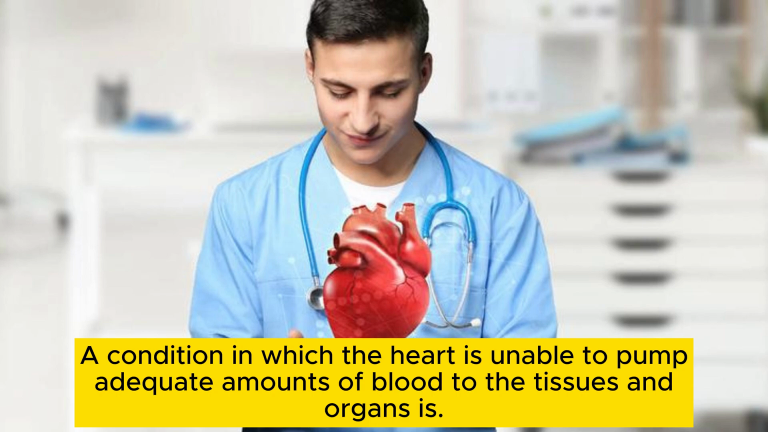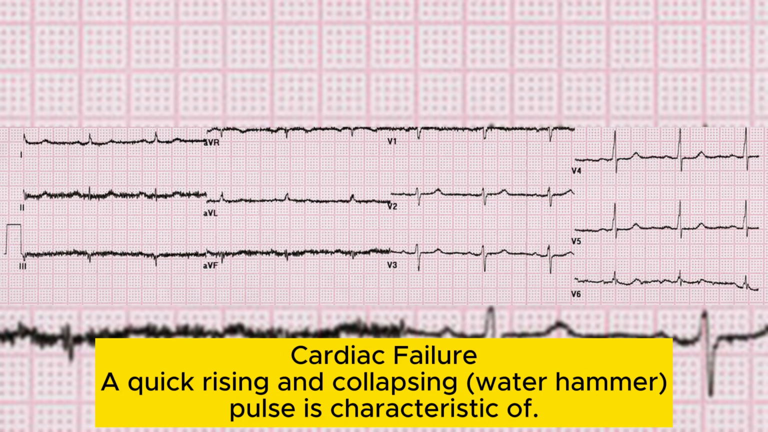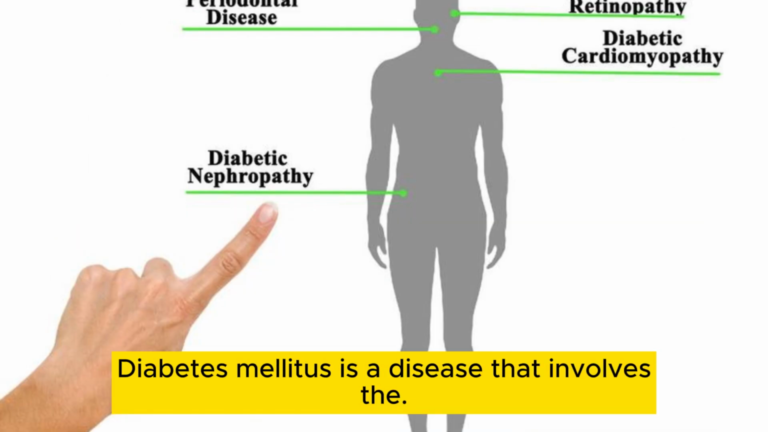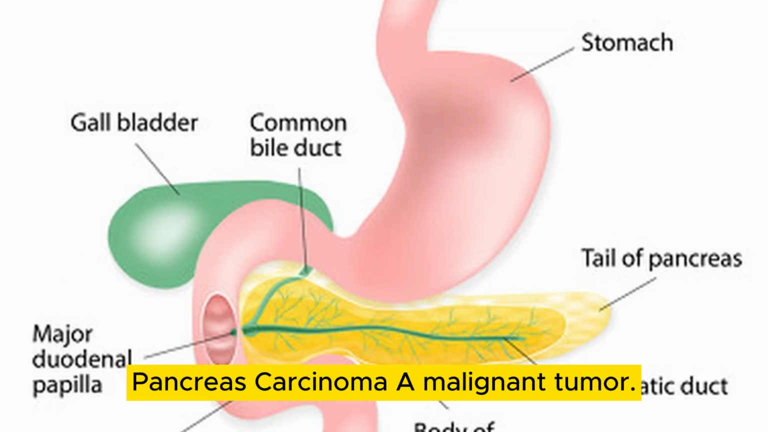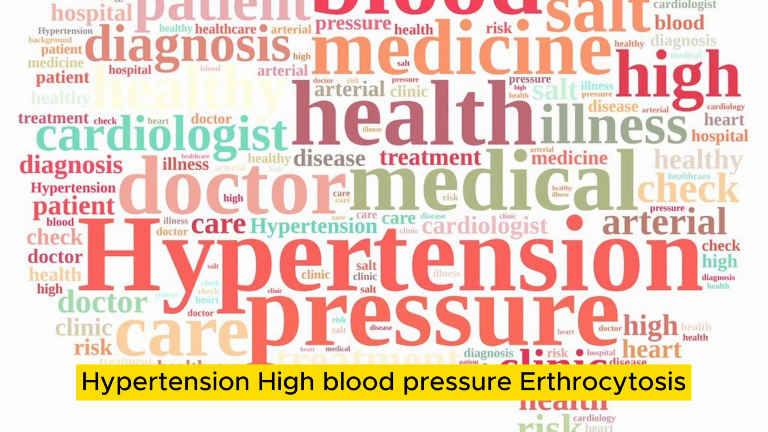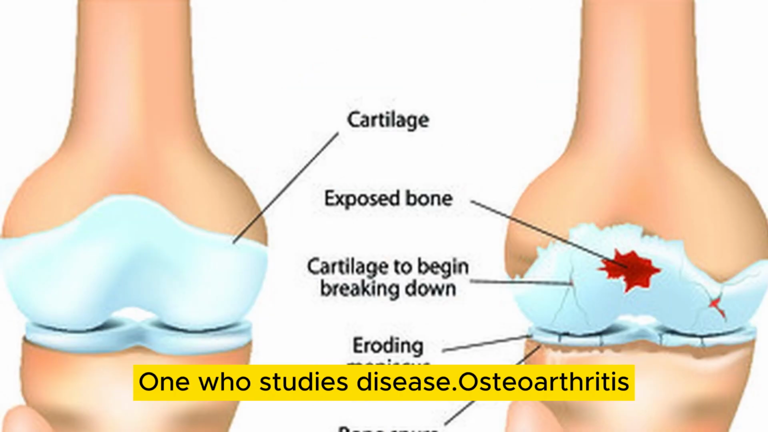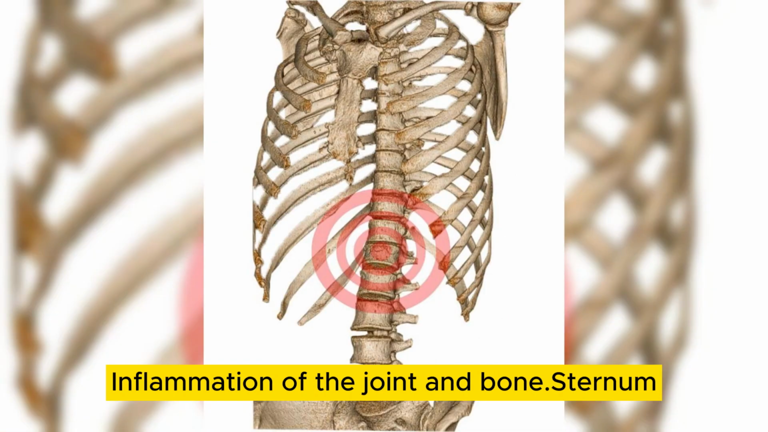Potassium. A condition in which the heart is unable to pump adequate amounts of blood to the tissues and organs is cardiac failure. A quick rising and collapsing water hammer pulse is characteristic of aortic regurgitation. Diabetes mellitus is a disease that involves the pancreas. Carcinoma, a malignant tumor. Hypertension, high blood pressure. Polycythemia, an abnormal increase in red cells. Pathologist, one who studies disease. Osteoarthritis, inflammation of the joint and bone. Sternum.